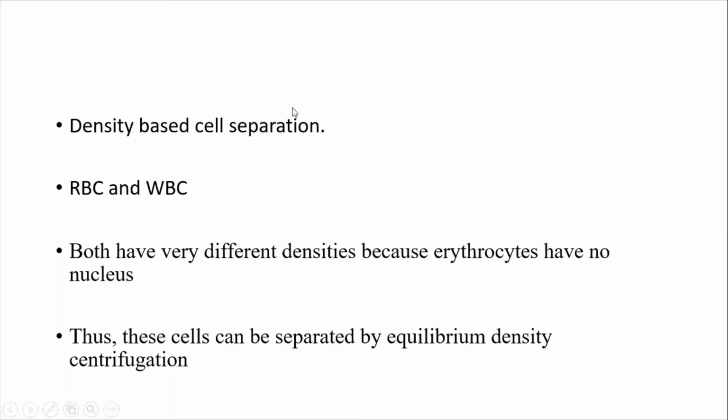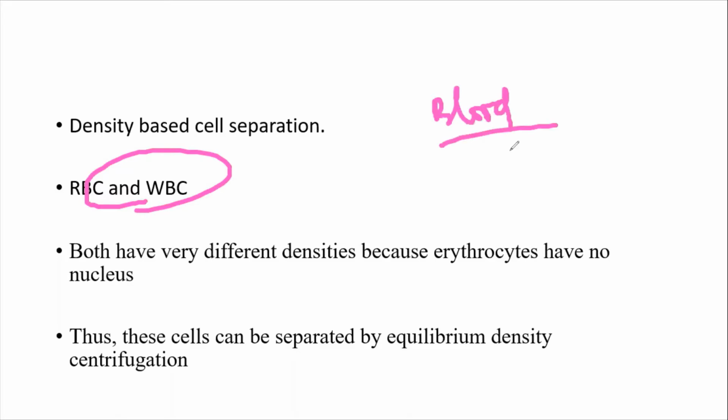The first property is the density of your cell. Suppose you want to differentiate RBC and WBC. Someone has given you blood and now you want to separate it into RBC and WBC. How are you going to separate? The best property to be utilized will be the density of the cell.